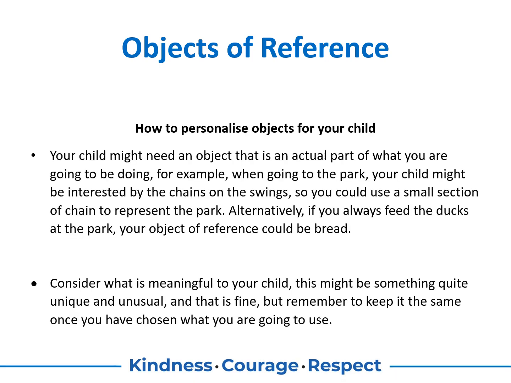Your child might need an object that is an actual part of what they are going to be doing. For example, when going to the park, your child might be interested in the chains on the swings. So you could use a small section of the chain to represent the park. Alternatively, if you always feed the ducks at the park, your object of reference could be bread. Consider what is meaningful for your child. This might be something unique and unusual, and that is fine, but remember to keep it the same once you have chosen what you are going to use.